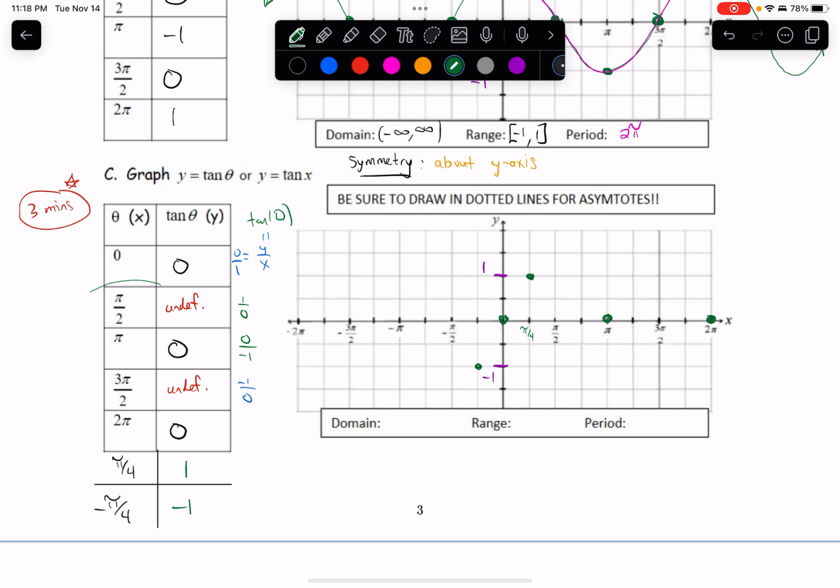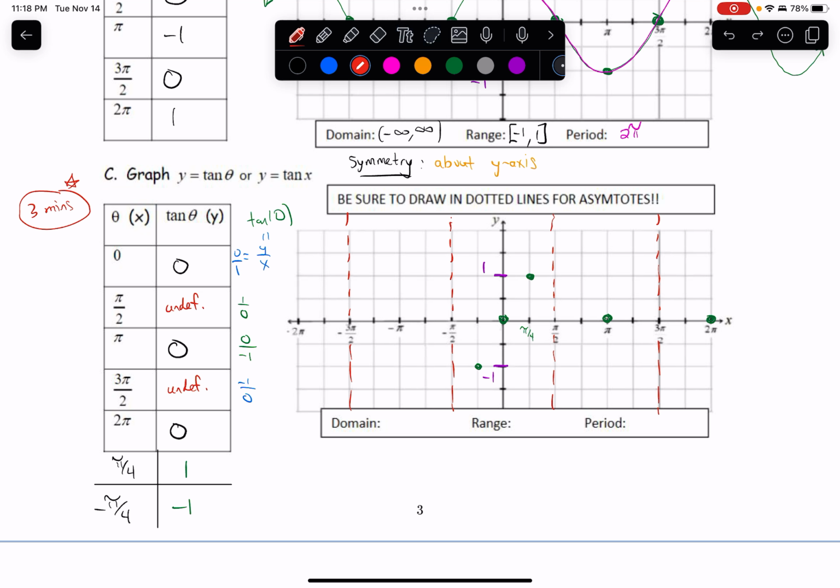What's going on at these points like pi over 2 and 3 pi over 2 where it's undefined? At those points, the graph has a vertical asymptote. So I'm going to draw those in. At pi over 2, there's a vertical asymptote. Same thing at 3 pi over 2. If I keep going like this, it'll also happen at negative pi over 2 and at negative 3 pi over 2. Those are all going to be spots where when I do y divided by x, my denominator ends up being 0, and it makes the whole thing undefined.